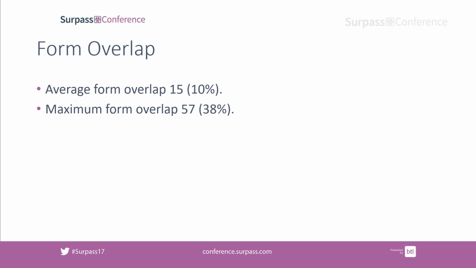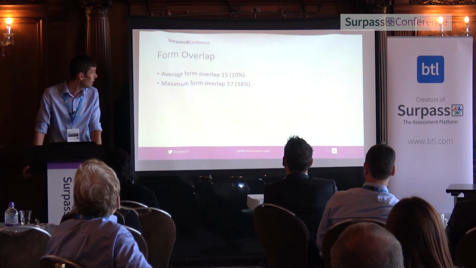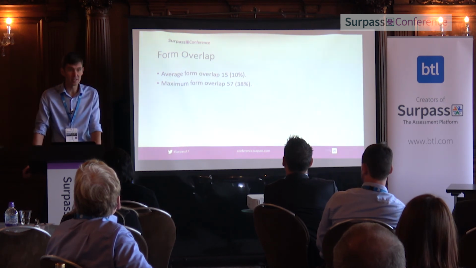And then the final bit of data in the analysis is the overlap. So the average across all of the forms, taking every possible pair of generated lists, was 10%. And then the maximum across the whole of the 1,000 forms was 57, which is 38%. But again, the more lists you generate, the higher that value is going to be, because eventually you will come across a pair that are identical, but that's unavoidable. I think 10% is an acceptable value.